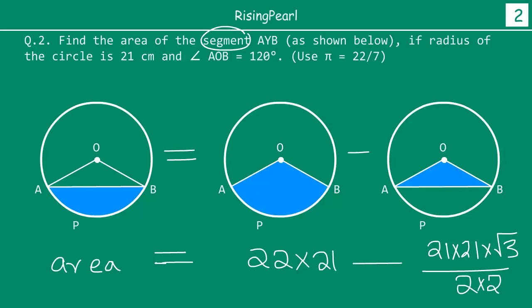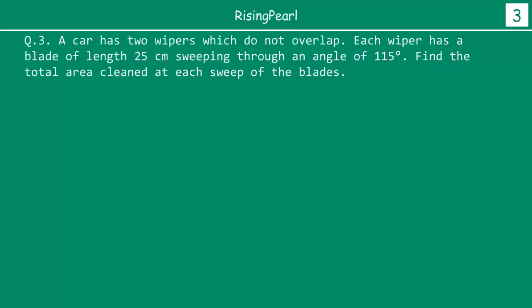So this is how, friends, we have to solve these questions that basically look for the area of segment. And let's say if we have a little bit more time, let's take a look at one more question, the final question of this webisode. So let's say a car has two wipers which do not overlap. Each wiper has a blade of length 25 centimeter sweeping through an angle of 115 degrees. Find the total area cleaned at each swipe of the blades.